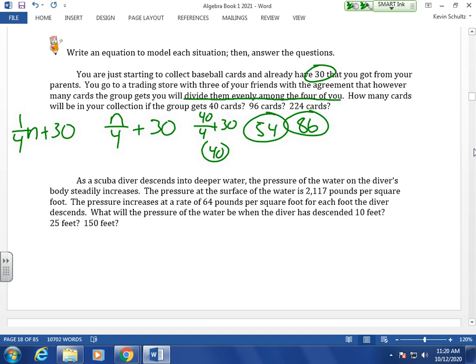The pressure at the surface of the water is 2,117 pounds, and it increases at a rate of 64 pounds per square foot for each foot the diver descends. What did you come up with for an equation to give you the total poundage of pressure based on how deep you go? Gabby?